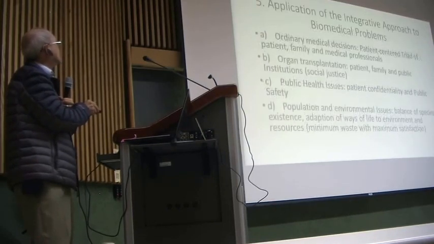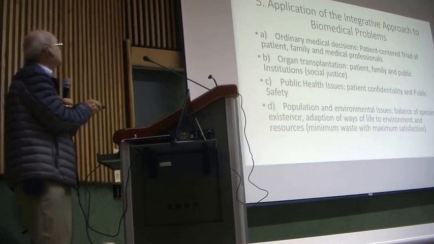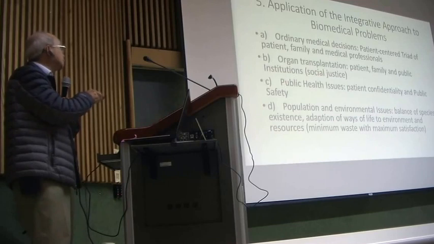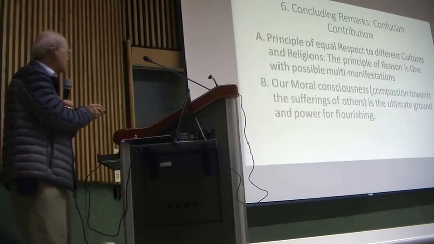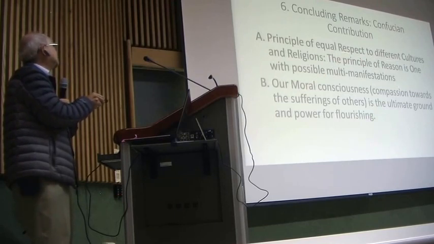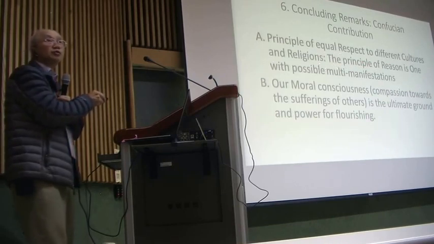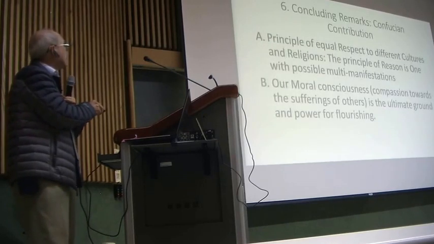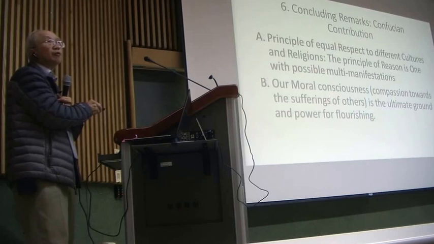I just give a little bit of this. Actually, at first I thought I would have time to talk about some of those issues, why they need to be considered at both ends, that's from the individual and also from the community at large. Maybe lastly, with respect to different cultures and religions, they need to be taken into consideration. That is actually one of the basic principles in Confucianism. And then another is we need to base upon our compassion towards the sufferings of others. This would be the ultimate ground for our moral judgment.